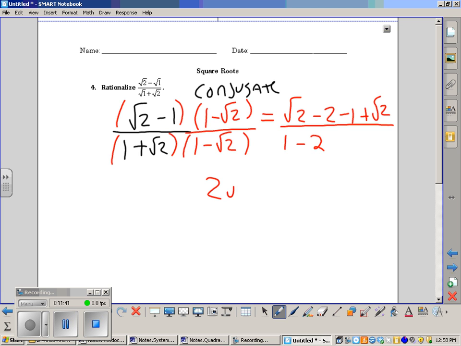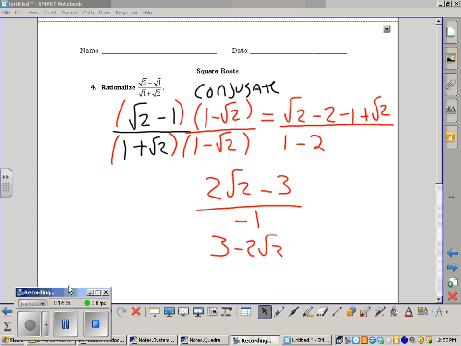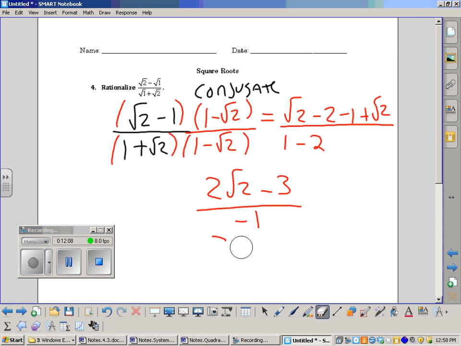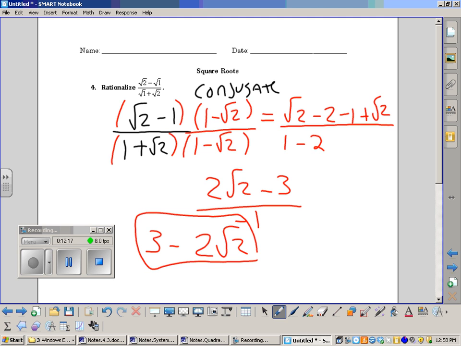So I get 2 root 2 minus 3 over negative 1. So now look, you got to be good with the negatives. You could leave your answer like that, but another form of your answer, you usually get rid of the invisible 1. So when you divide each term by negative 1, you just switch the sign. Oops. Get the eraser. So we're going to get 3 minus 2 root 2. That's the answer. Now the denominator no longer has a root in it.